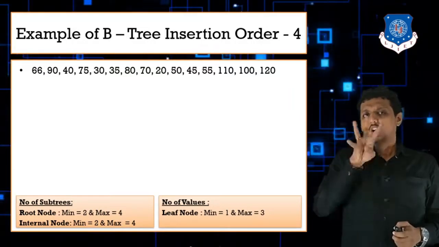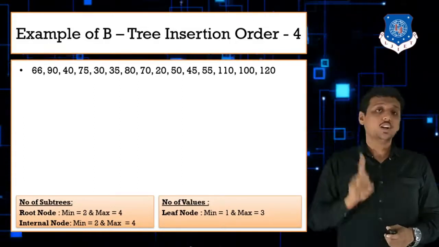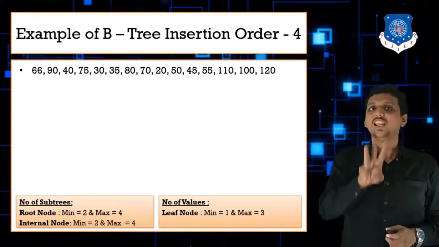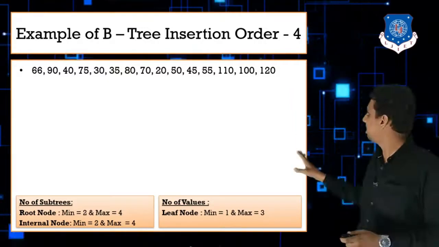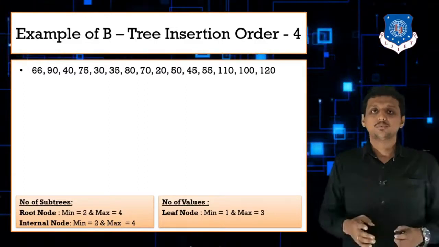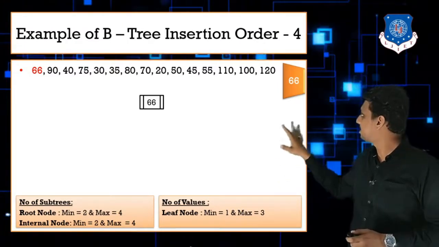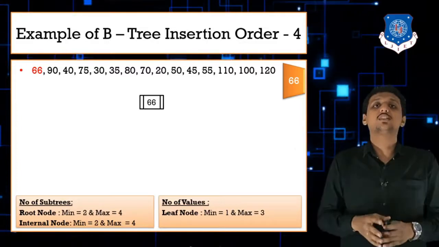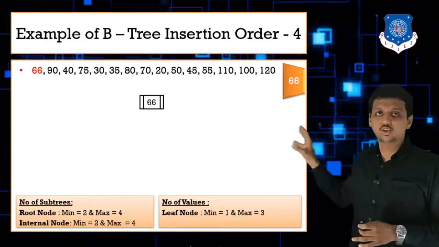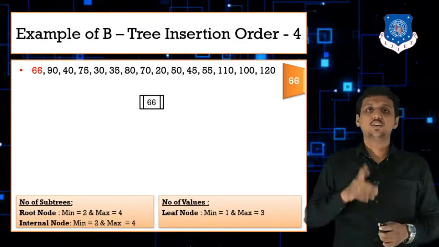Students, order is 4. So my question is, if my order is 4, then how many values can we store in each node? We can store, students, 3 values in each node. So here it is. This is my first value, that is 66. This is my first element in root node. Now, students, just draw like this: an element over there, and 2 pointer spaces must also be over there, one for left, one for right.